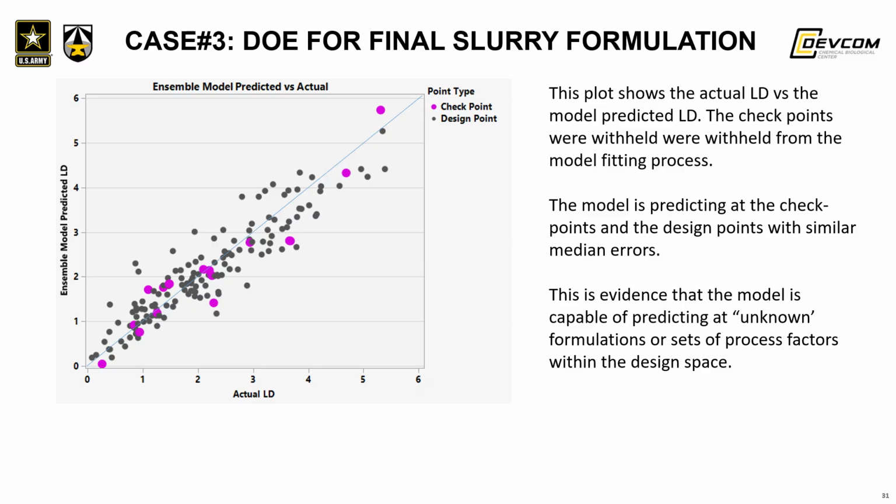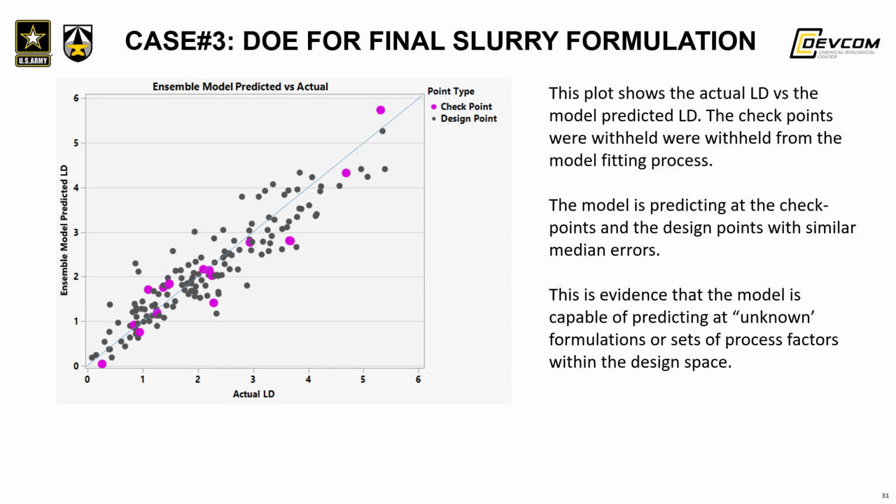To jump to the end of the story, it worked beautifully well. We were all very pleasantly surprised. This is your actual versus predicted plot. The black dots are the design points. The purple ones are the checkpoints that were not used to fit this model. They were only fit after the model was already reduced. And you can see we're fitting the checkpoints, the unknown points, just as well as the model is fitting its own design points. So this told us, yeah, this model looks like it is definitely not overfit, and we're predicting across 6 orders of magnitude.